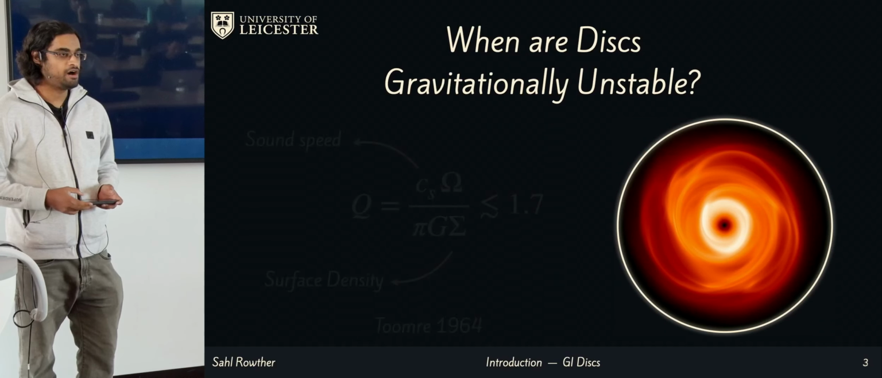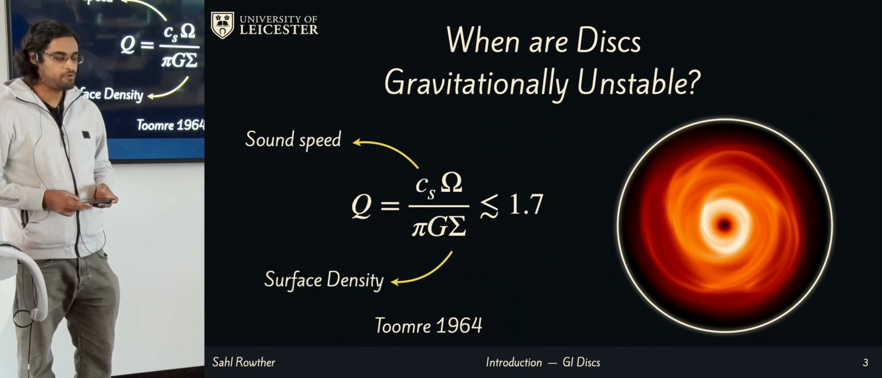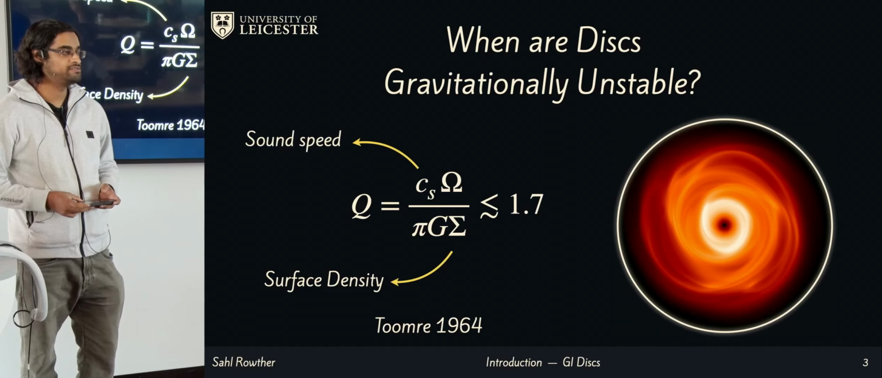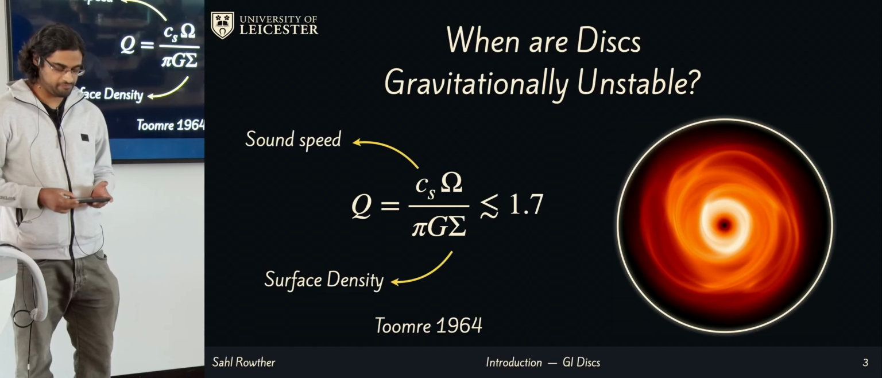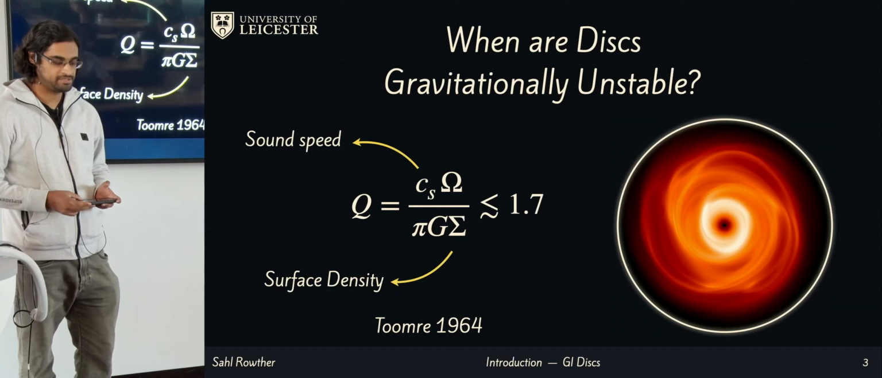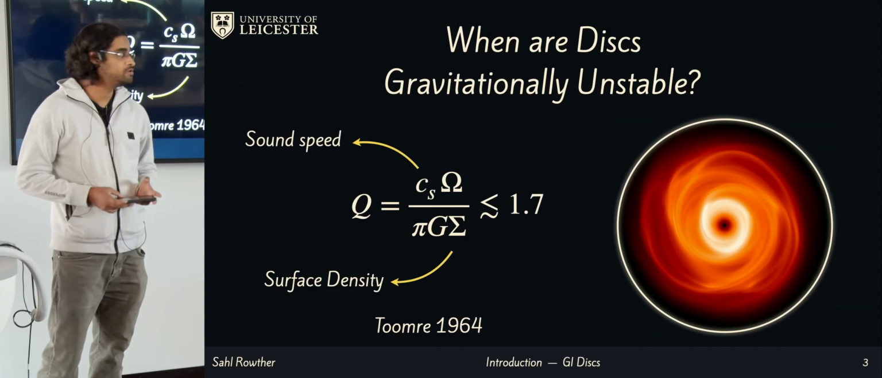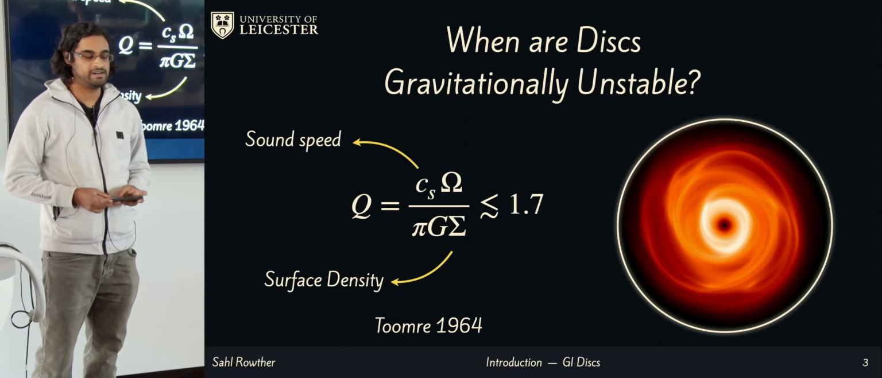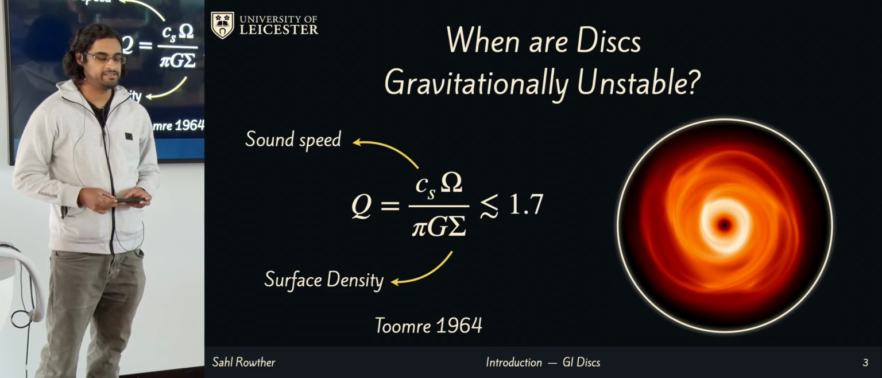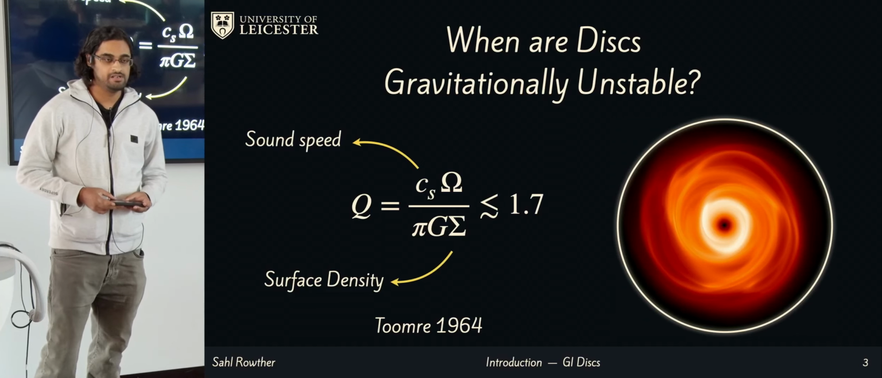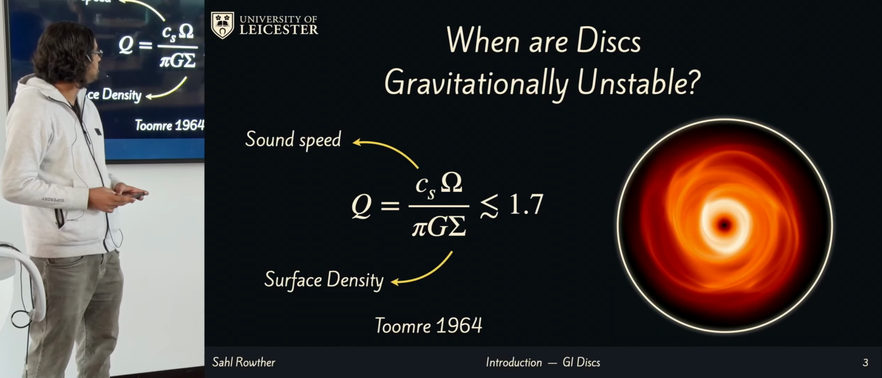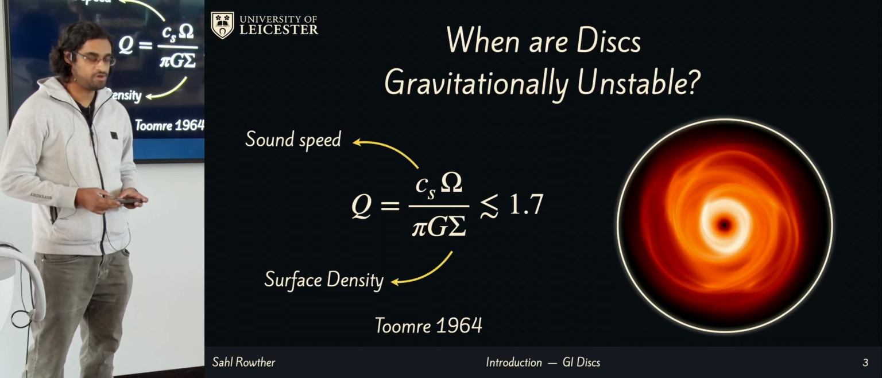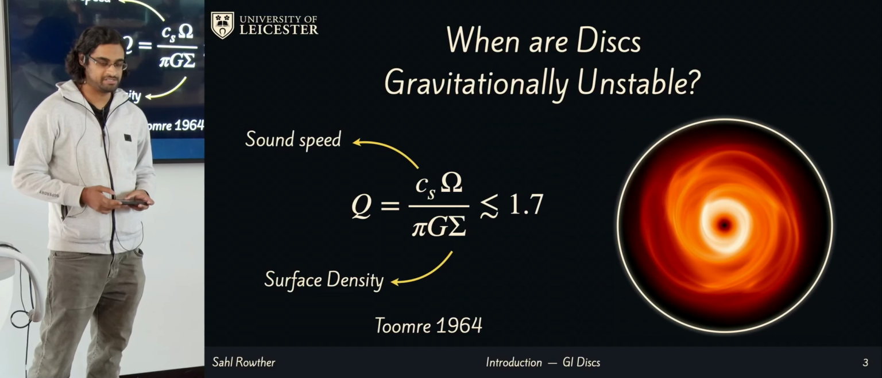One way of finding out when a disk is gravitationally unstable is with the Toomre Q parameter. It depends on the sound speed of the disk and the gas surface density. So when a disk is either cold or massive or both, it becomes gravitationally unstable.